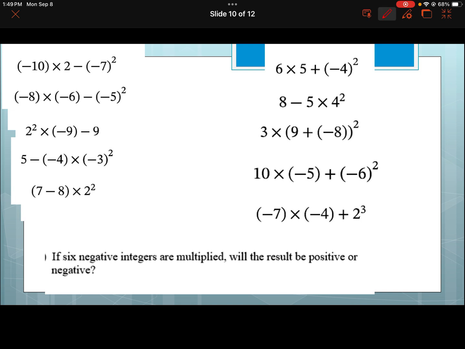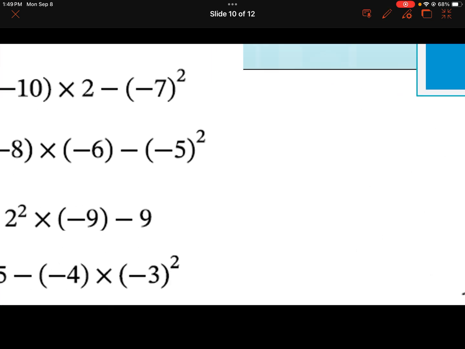Okay, right, let's do this. Let's start with the first one. I'm just going to zoom in a bit, I think.